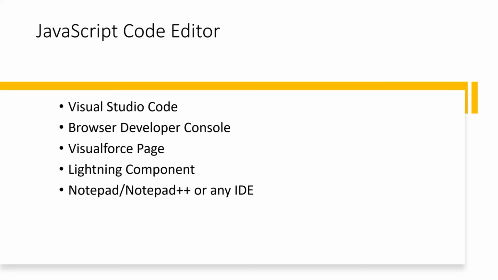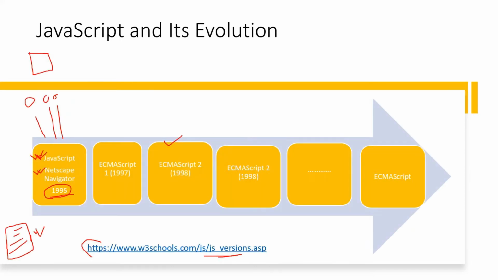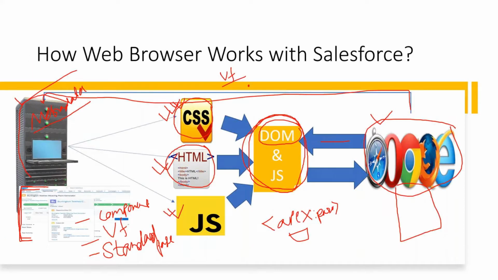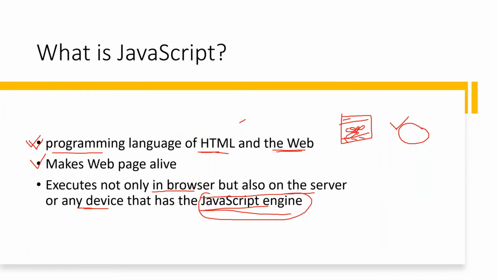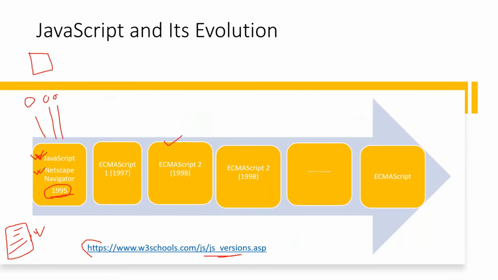So in the previous session, we understood what JavaScript is, how JavaScript is going to work with Salesforce, and how JavaScript evolved over time. So now I understood JavaScript as a programming language which I need to write to make my web page dynamic, interactive, or live. So now, how do I write this logic, and where should I write it?